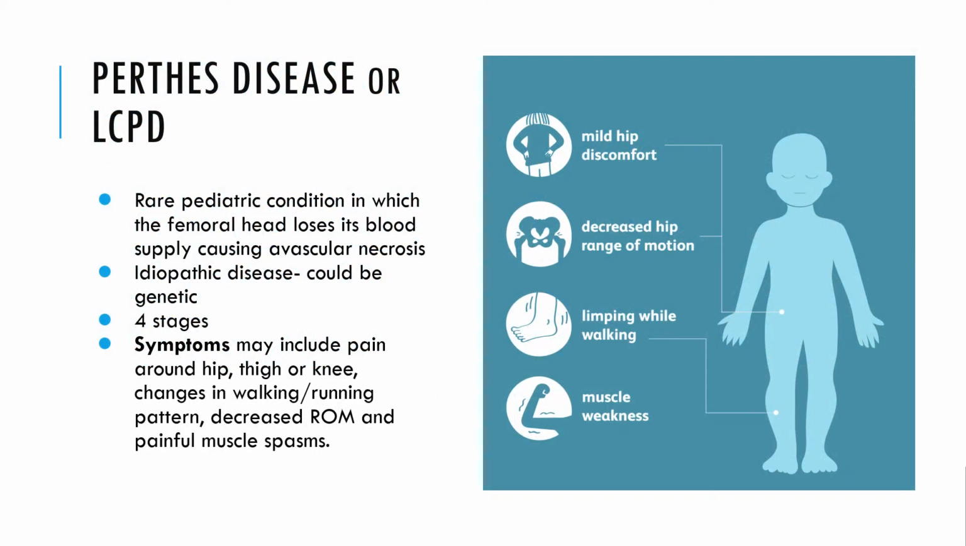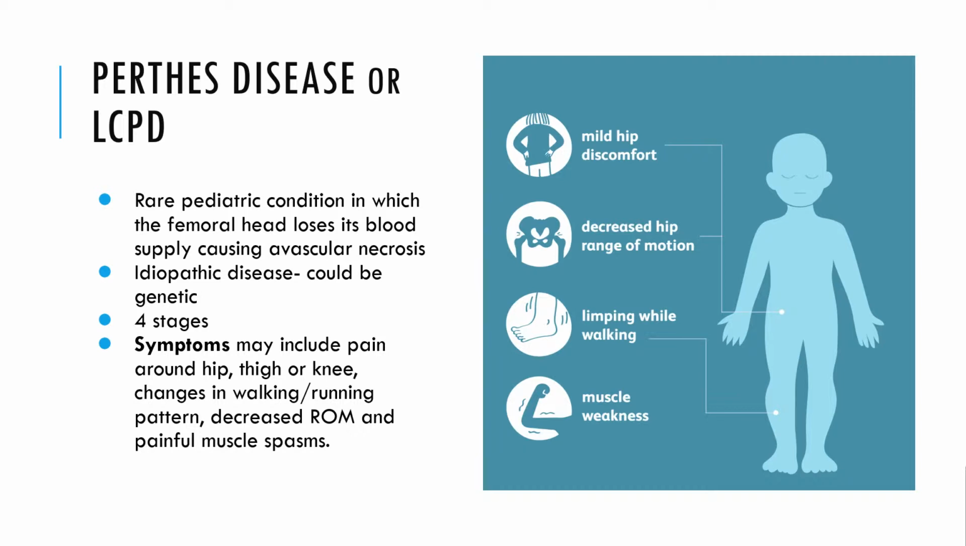So this condition is a rare pediatric disease that affects the coxal joint at the femoral head. The femoral head loses its blood supply, causing avascular necrosis, which is cell death. Perthes disease is considered idiopathic, so there is no known cause of why this happens, but some research says that it could be a genetic disorder. Perthes disease goes through 4 stages, and in those stages, the blood supply to the femoral head returns, causing the bone to grow back eventually.